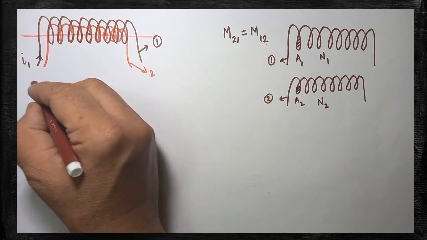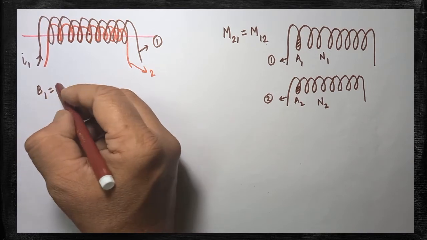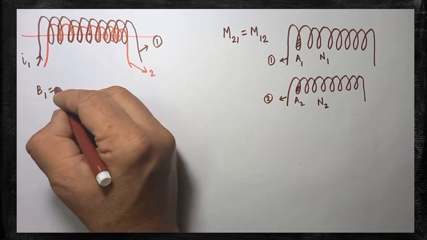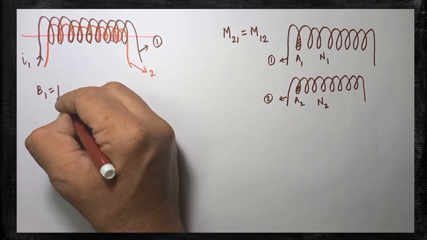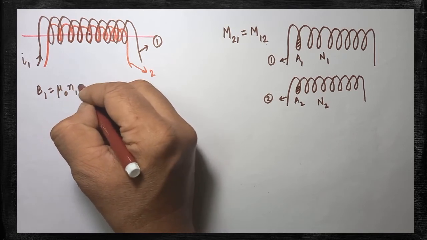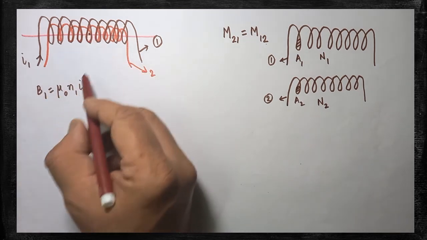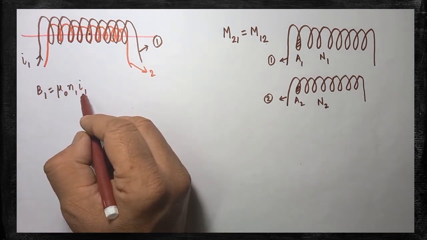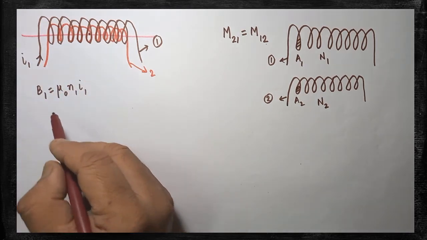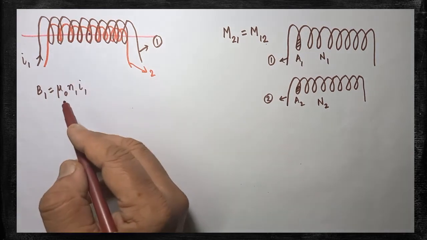Now I am going to write B1. What is B1? B1 is the magnetic field produced inside the first coil. Already we have derived this equation. B1 is equal to mu naught N1 I1. This magnetic field is created within the first coil. What is I1? I1 is the current passing through the first coil. So this is the magnetic field created inside the first coil.